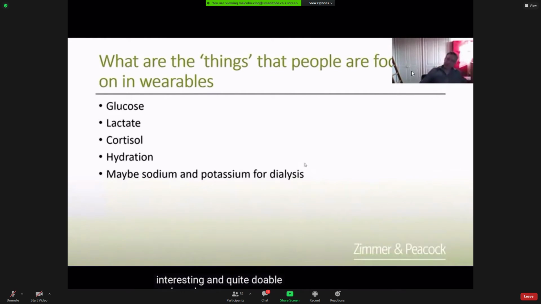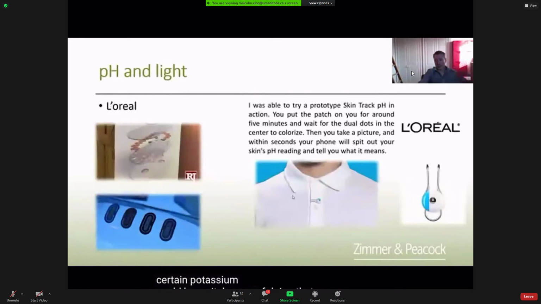And maybe there's a growing interest in the continuous measurement of sodium and potassium, potentially for dialysis patients. I think at the moment dialysis patients are called in in a routine fashion, just on a schedule, rather than when they need their dialysis. So it'd be nice to be a bit more accurate in calling in people for dialysis. Potentially measuring sodium and potassium could be an interesting way of doing that.